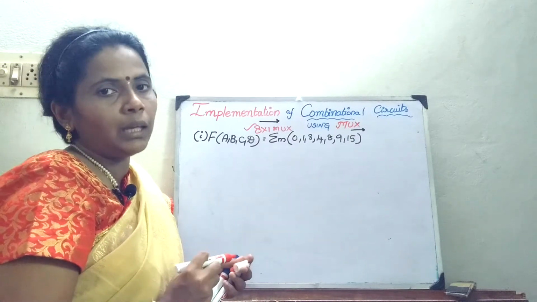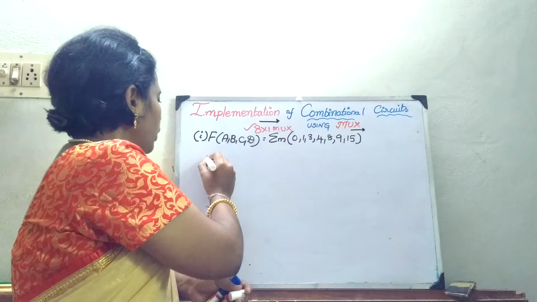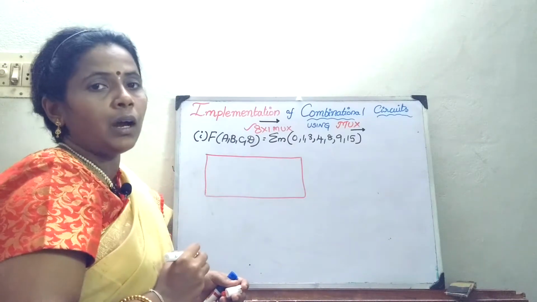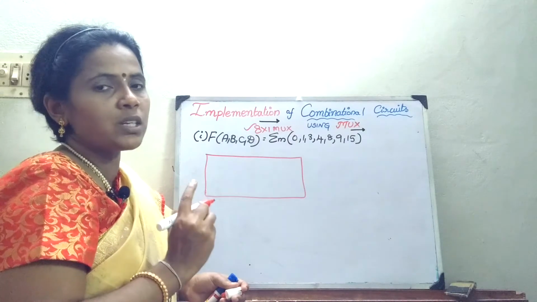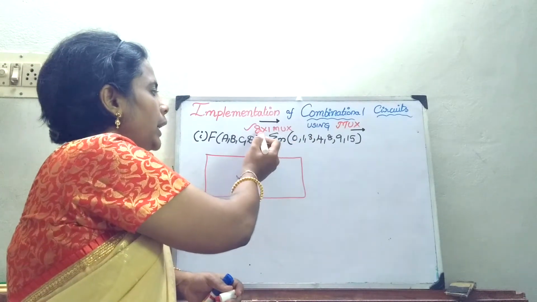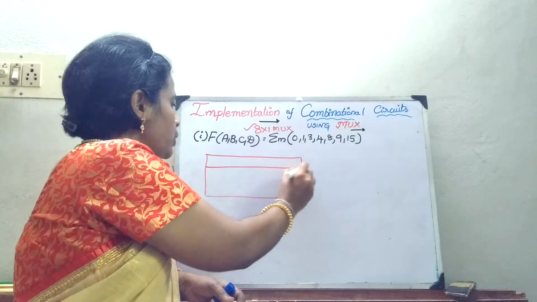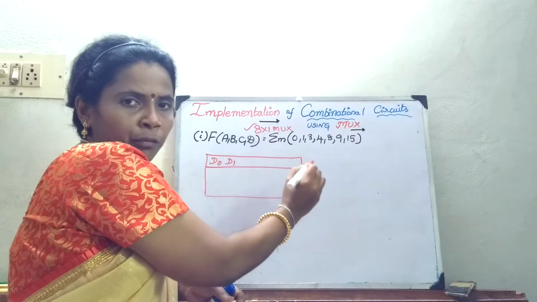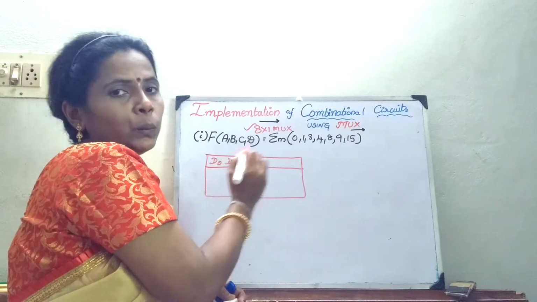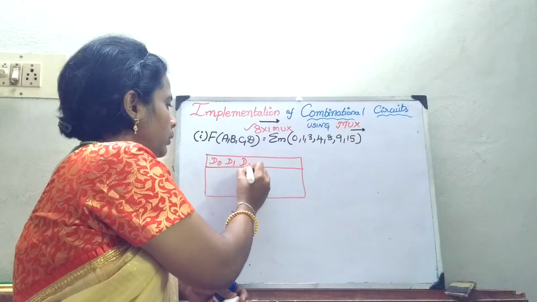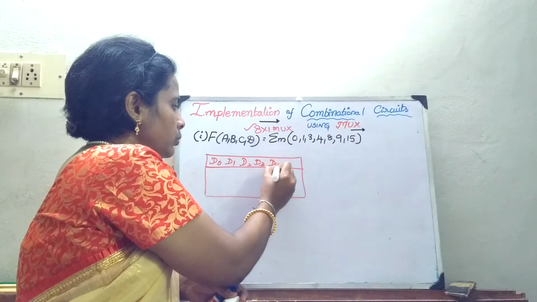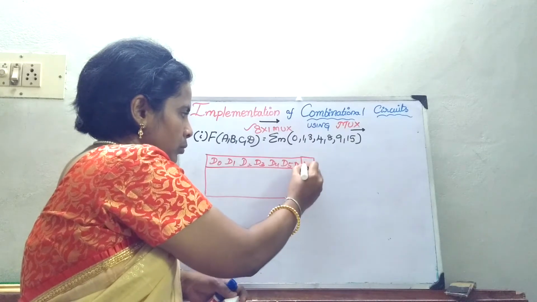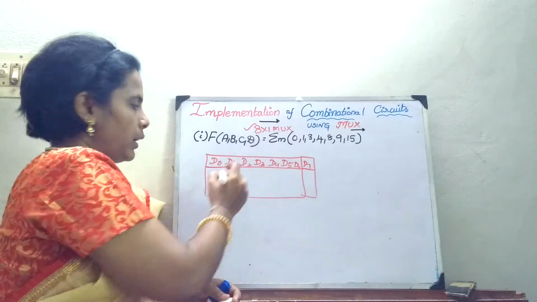Now we will draw the implementation table. It is going to be a 16-bit data, but how are you going to draw it? You are going to reduce it in terms of 8 inputs. So your inputs will get reduced to D0 to D7, instead of D0 to D15.